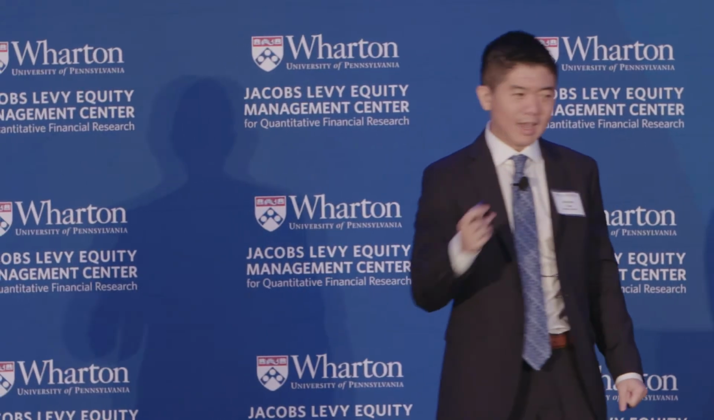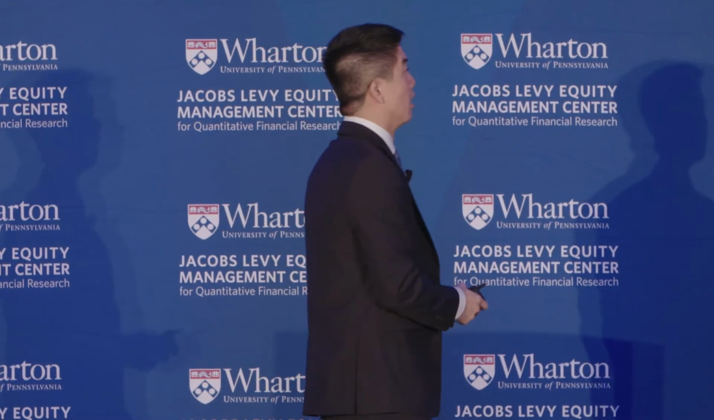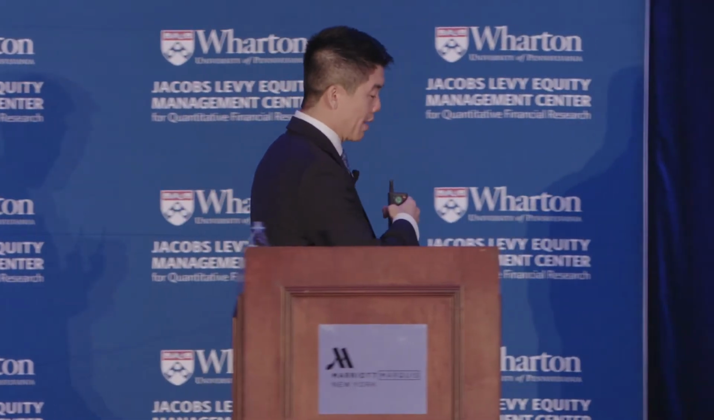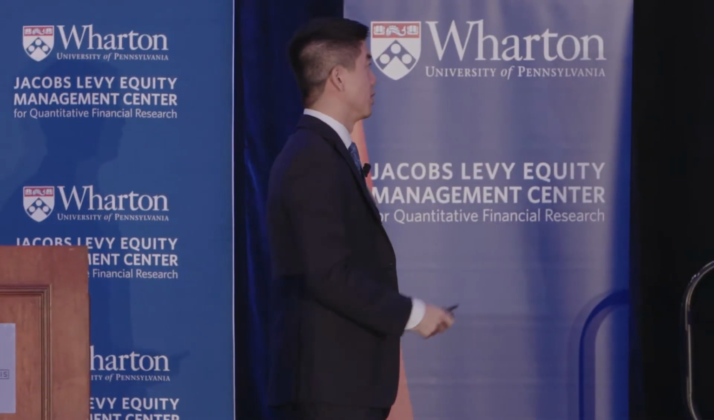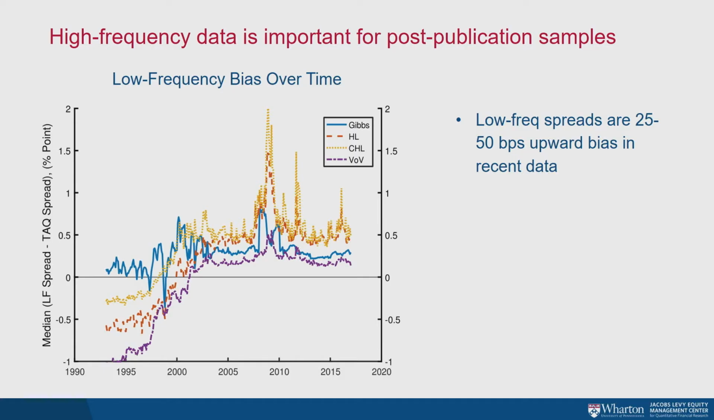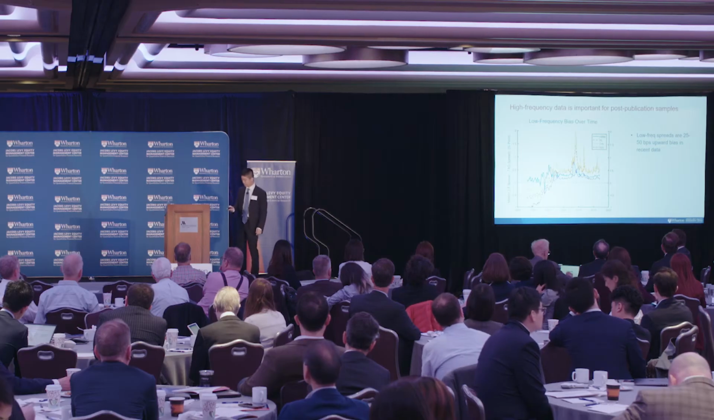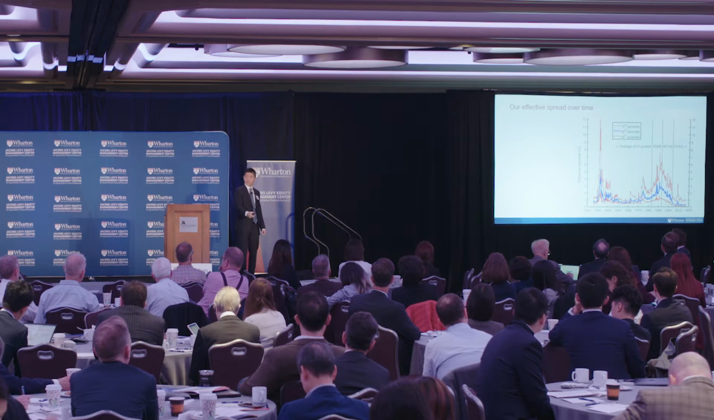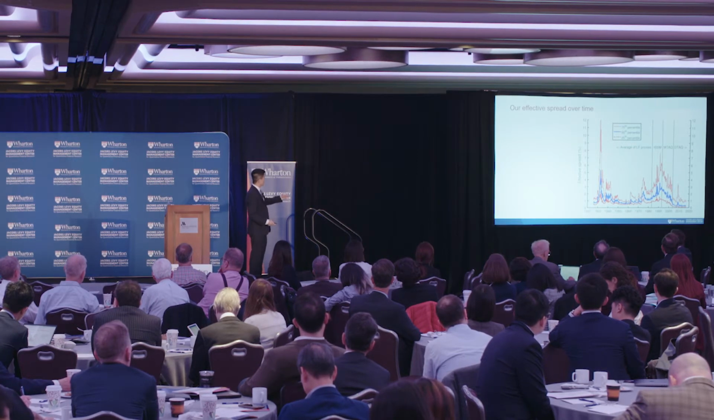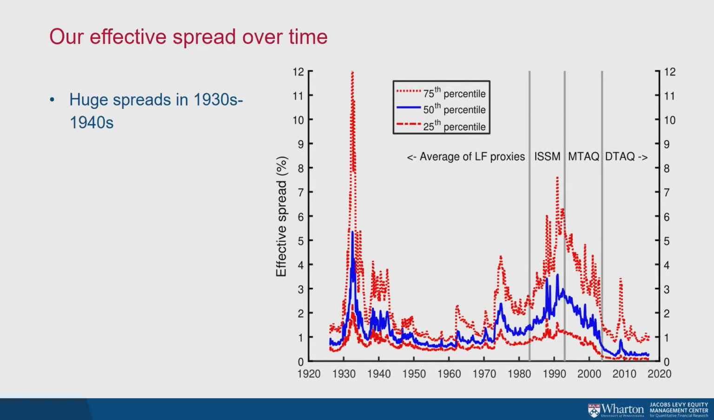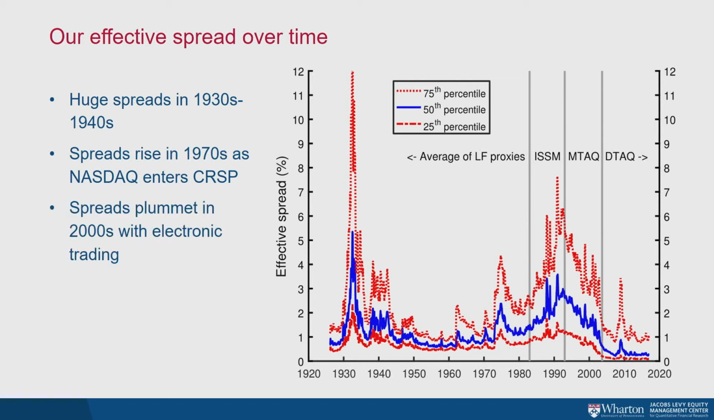I want to emphasize that high-frequency data is very important for our question. We want to know what happens after learning effects, after everyone knows about these anomalies. That means we need to look at the past 20 years, and in the past 20 years, there's a significant bias in these low-frequency spreads. If you use that kind of data, the bias is about 25 to 50 basis points, as you see in this figure. To give you a quick picture of what our data looks like over time, in the 1930s and 40s you had huge spreads, and then they decline after the war. The spreads rise again in the 1970s as NASDAQ enters CRSP, and then finally they plummet very close to 0 in the recent sample.